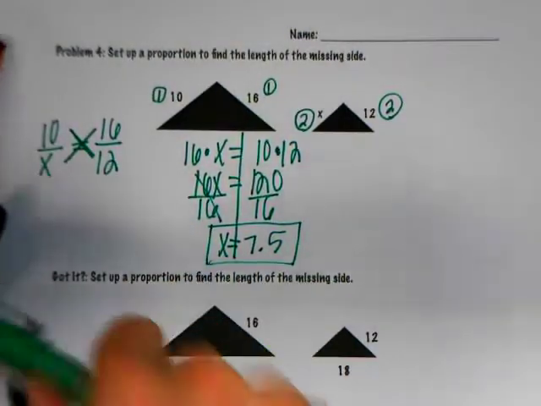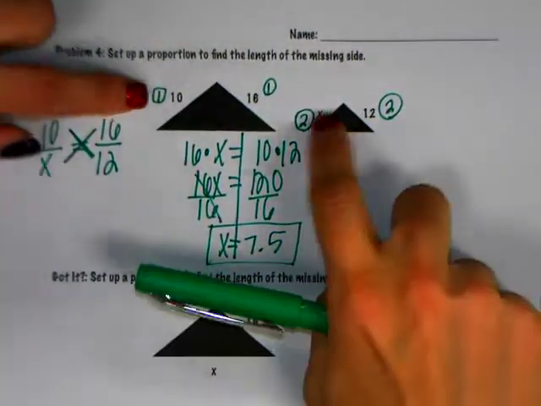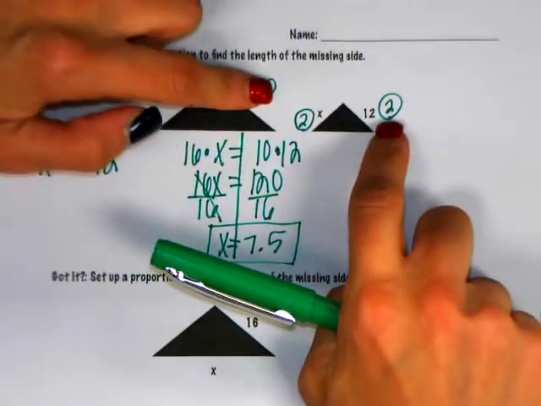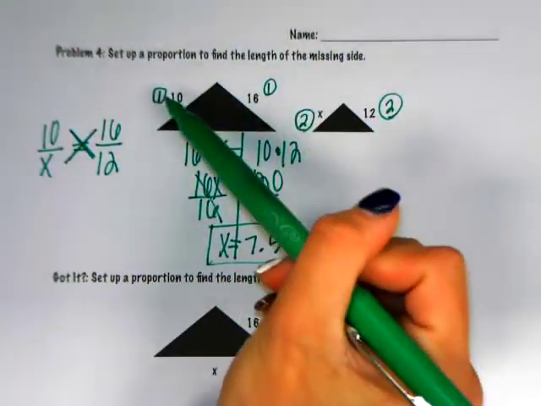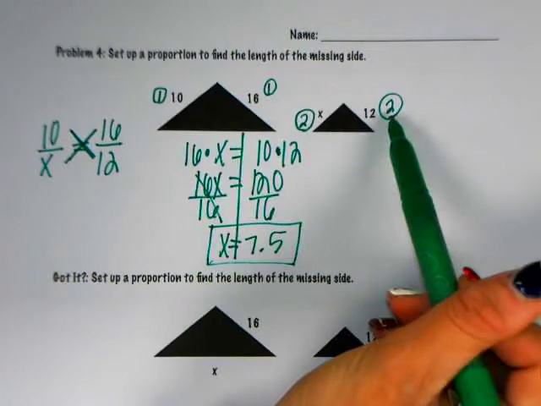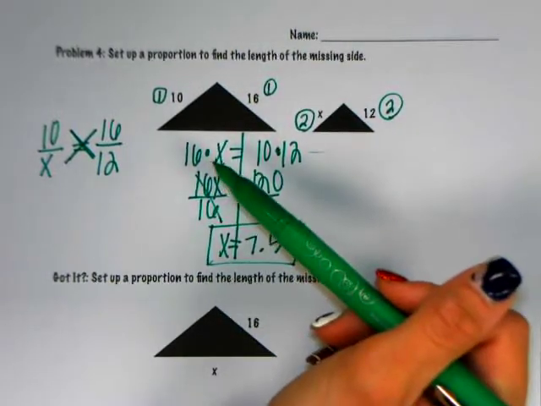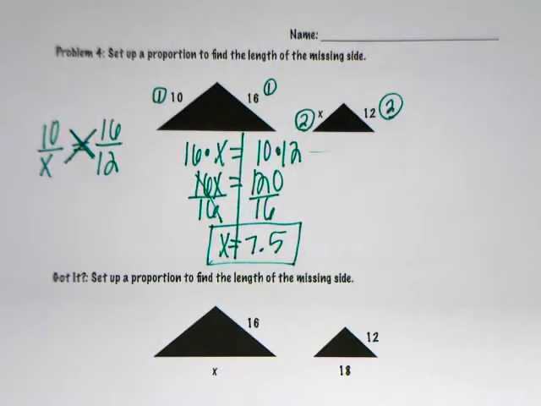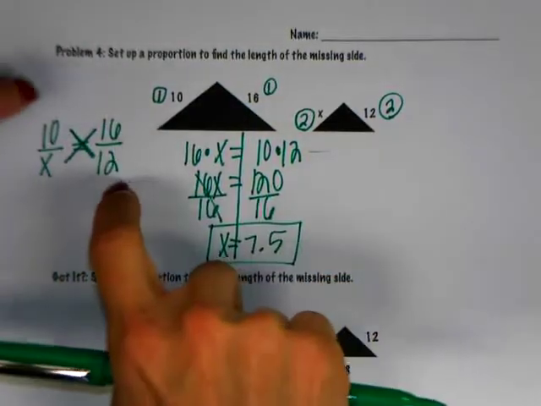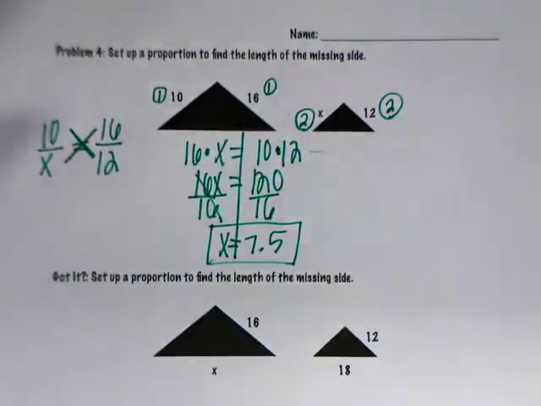Why do you have to do 10 over x? You don't. If you wanted to do x over 10 and then 12 over 16, you could. If you wanted to do 10 over 16 and then x over 12, or start with any of the other ones, you could do that too. There's a bunch of ways that you can set it up, and you would still get the same answer. As long as your diagonals end up being the same, then you know you did it right, because it'll naturally happen if you did it right.